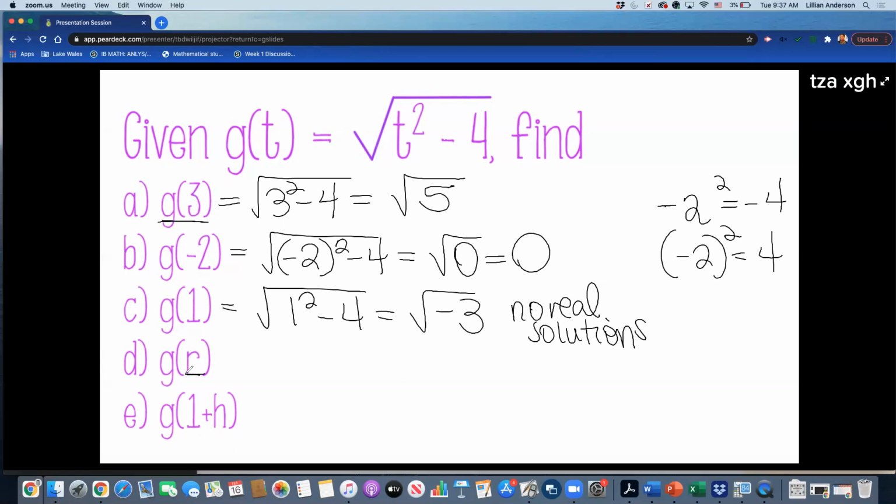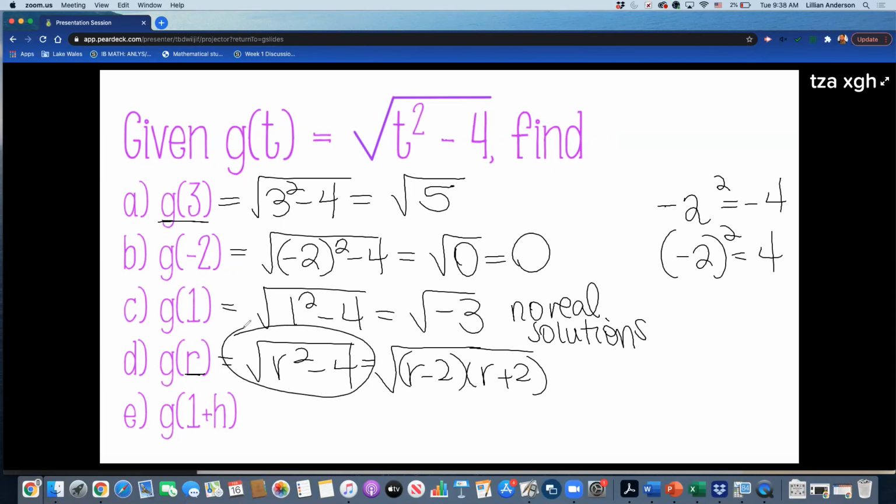What if you have a variable? I replace the t with the r. R squared minus 4, the square root of that does not equal r minus 2. That is your final answer. You cannot take the square root of each individual piece because of that minus in between them. Remember, r squared minus 4 is the same thing as saying r minus 2 times r plus 2. And you can't take the square root of either of those. So that means that this is your final answer. Do not take the square root of each individual term.